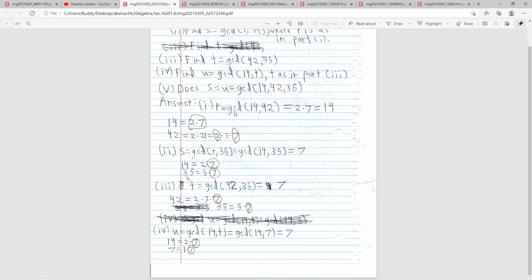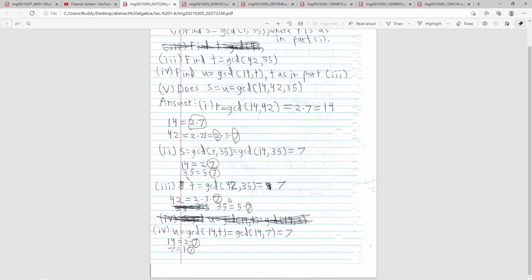R equals GCD of 14 and 42, which is equal to 2 times 7, which is equal to 14. We get that by factoring 42 as 2 times 3 times 7 and 14 as 2 times 7. 2 and 7, all to the 1 power, so we just take them. That's the GCD. The next GCD is going to be 7 because 14 and 35 factor down to 2 times 7 and 5 times 7 respectively, and 7 is the only common term.